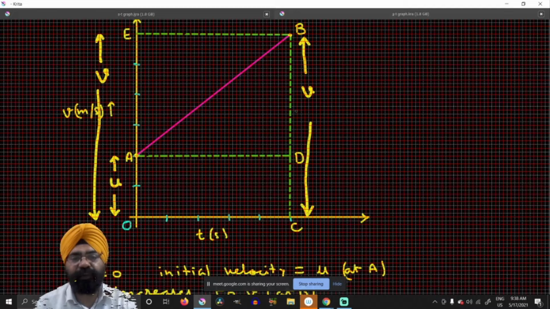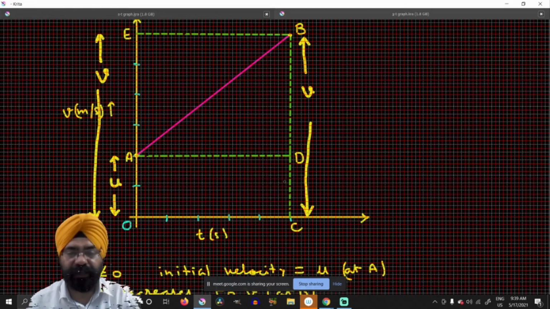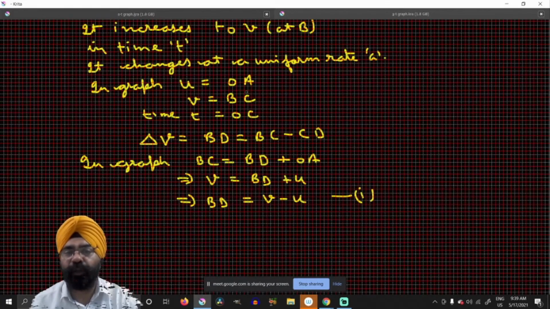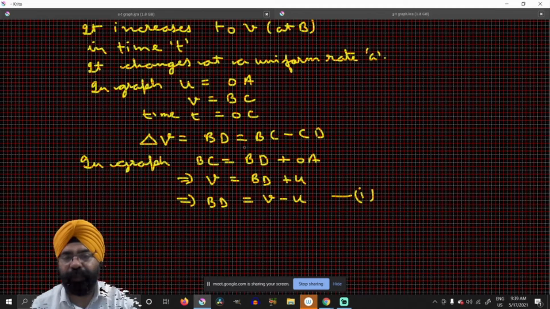What is BD equal to? BD is equal to BC minus OA. Correct? Which means BD is equal to v minus u. That gives us the relationship: OA is equal to u and BC is equal to v. And what is the change in velocity? Change in velocity is equal to BD, which is equal to BC minus CD.